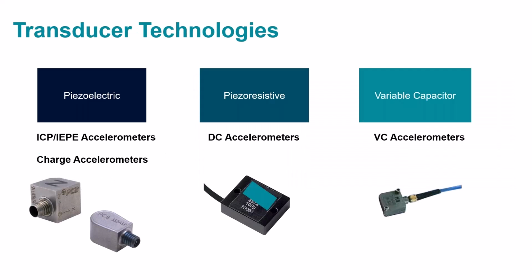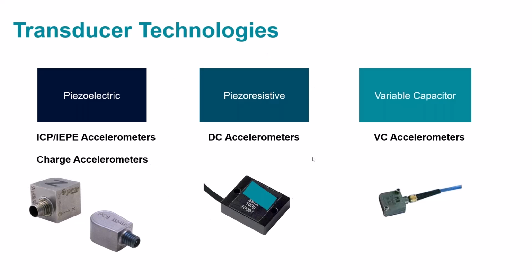So there's three main types of accelerometers that we're going to be talking about today. They kind of fall into three categories. So the first is piezoelectric, and this is probably the most common. If you're working in a lab, you probably have something called ICP or IEPE accelerometers. This is one type of accel we're going to mention. There's another one called charge accelerometers. They're also called PE accelerometers.